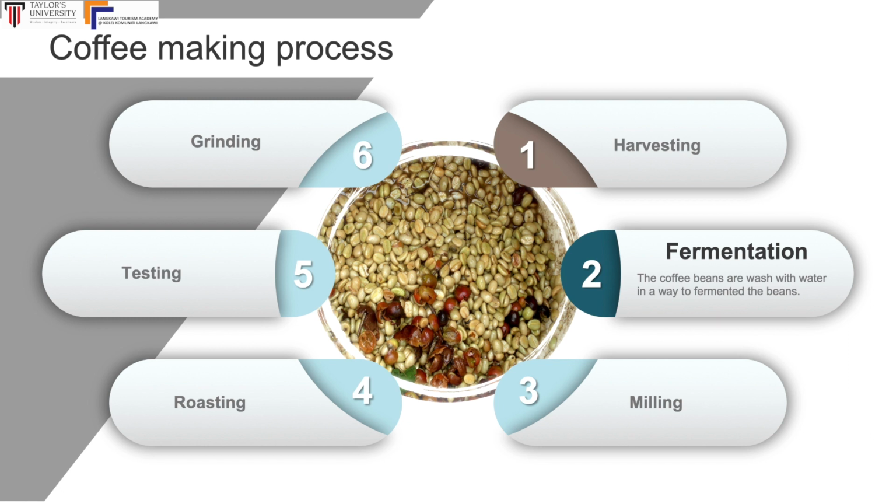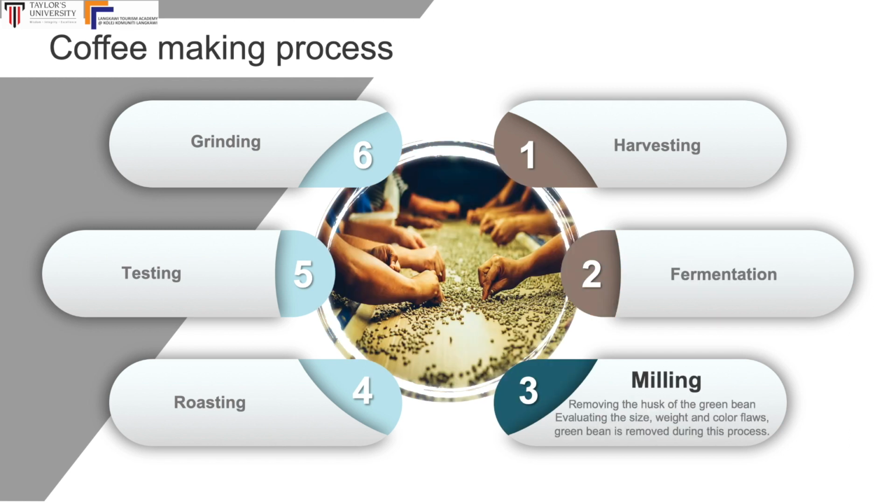Step 2. Fermentation. Coffee beans are washed in water in a way to ferment the coffee bean. Step 3. Milling, which consists of removing the skin, called the husk, of the coffee bean. Then, evaluation of the size, the weight, and the color of each coffee bean is individually made to keep only the pure ones.